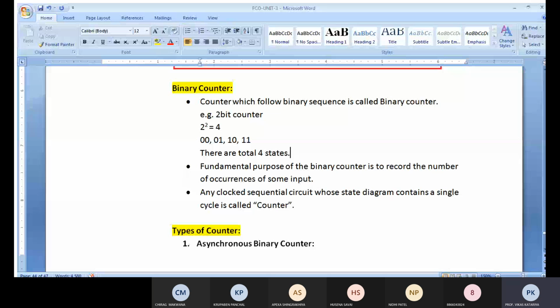Similarly, suppose we are using a 3-bit counter, then it is capable of generating a total of 2 raised to the power 3, that is total 8 states. So these are the sequences, that means we are talking about these sequences 0 0, 0 1, 1 0, 1 1. These are sequences generated by the 2-bit counter, and because it is generating in a binary way, that is why it is called a binary counter. So there are 4 total states generated by the counter.